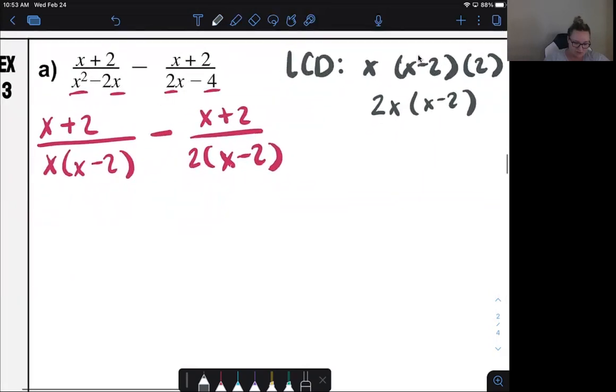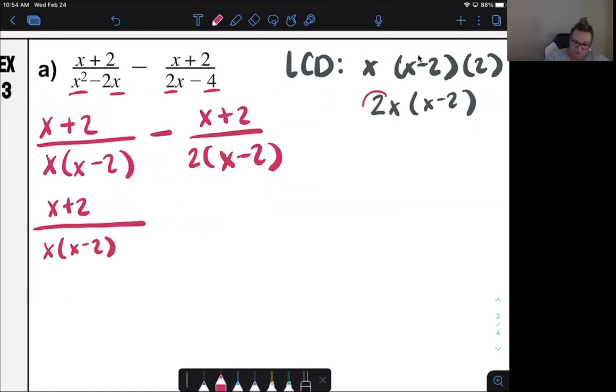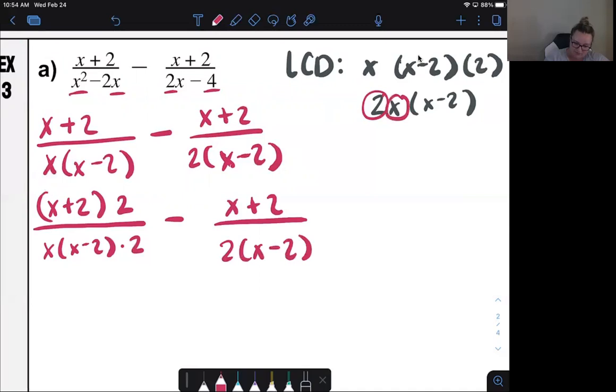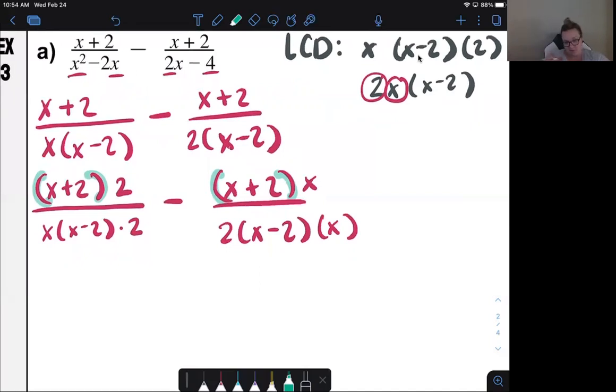Okay, so we multiply each rational expression by what it's missing from the LCD. So x plus 2 over x times x minus 2 is missing the 2. So I'm going to multiply by 2 in the first one. Then the second one, let's see, is missing the x. So I'm going to multiply by x. And notice I'm putting things in parentheses because when I multiply this numerator by x, I have to multiply the 2 and the x by the x. I have to multiply the x and the 2 by the 2. So those parentheses remind me to multiply everything in the numerator by that.